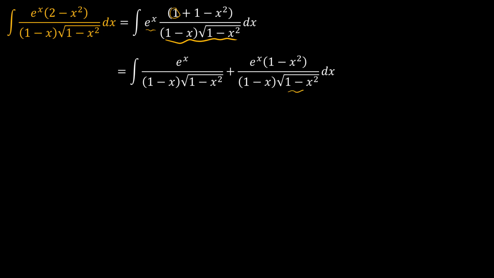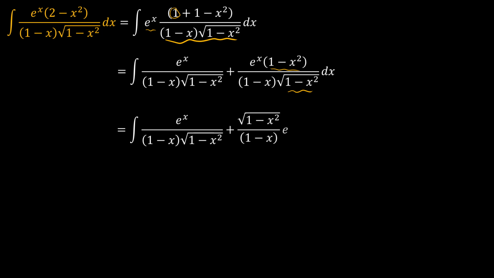We can see that these two interact, so that in the second part of the integrand we are left with e to the x times the square root of 1 minus x squared in the numerator. It's very important to note that this part, 1 over (1 minus x) times the square root of 1 minus x squared, is the derivative of the second part. You can prove that at your own free time.